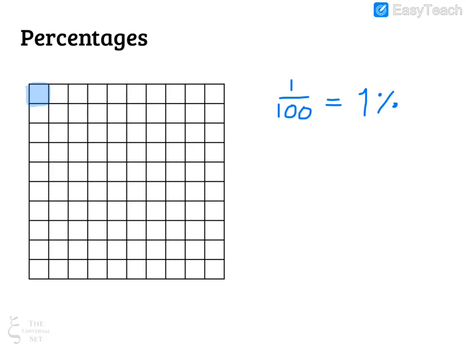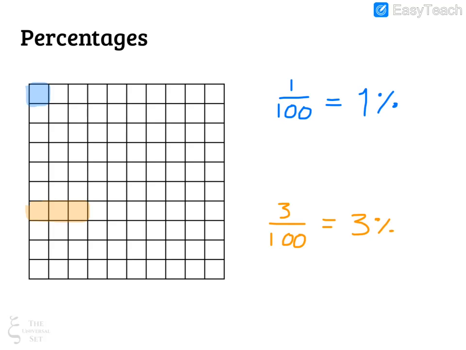So if I were to shade in a different amount in a different colour, let's say I shade in these 3 squares down here, then what percentage have I got? I hope you're all with me on this. This is 3 out of 100, so that's 3%.